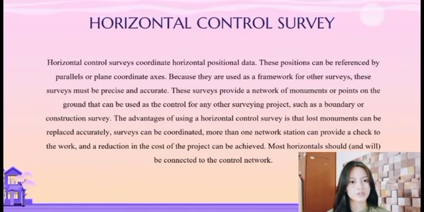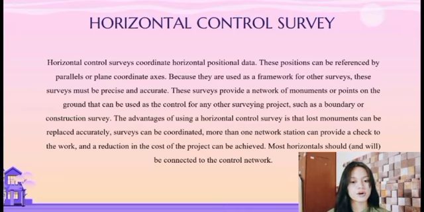Control survey, horizontal. Horizontal control surveys coordinate horizontal positional data. This position can be referenced by parallels or plane coordinate axes. Because they are used as a framework for other surveys, these surveys must be precise and accurate. These surveys provide a network of monuments or points on the ground that can be used as the control for any other surveying project, such as a boundary or construction survey.